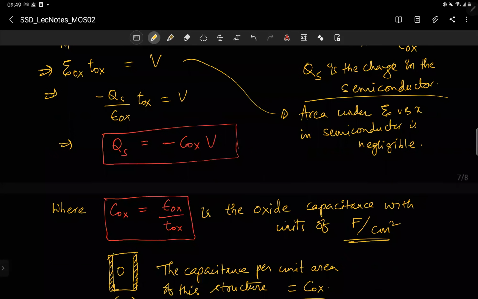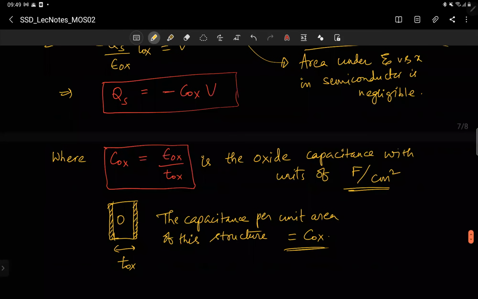centimeter square. Why? Because if this is oxide, and you put two electrodes on either side and the oxide thickness is T ox, the capacitance per unit area of the structure is C ox, because C ox times A is epsilon A by D, your well-known formula. So this is the actual full capacitance, and you multiply epsilon A and divide by thickness D. So this is actually the oxide capacitance.